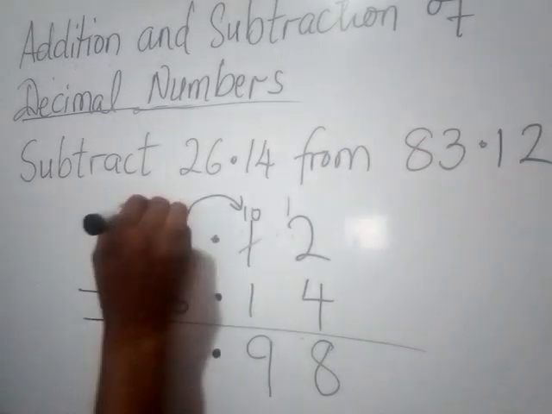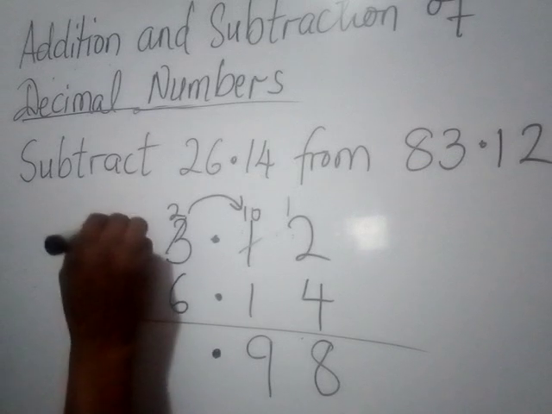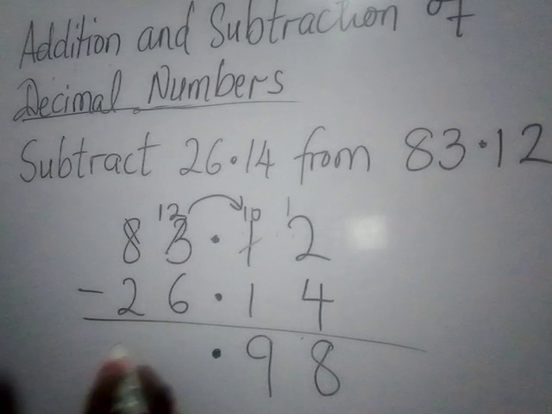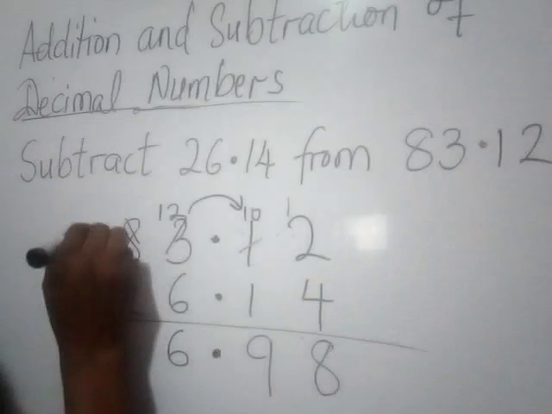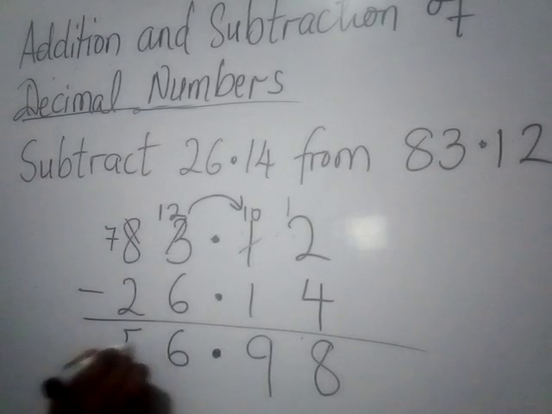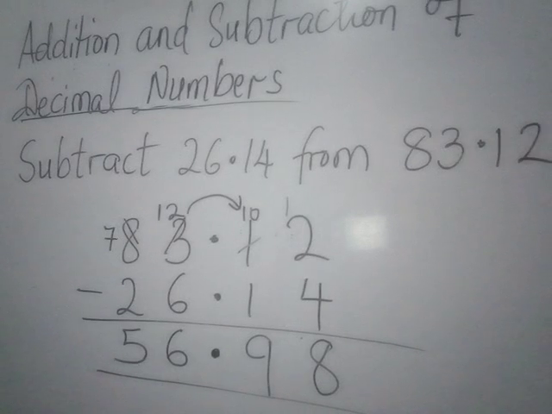So what do we have left here? 2. And we know we can't take away 6 from 2. So what do we do? We take 1 from 8. We bring it here. This number becomes 12. 12 take away 6 is 6. And lastly, we have 7 left here because we took 1 from 8. 7 take away 2 is what? Is 5. So that is our answer. When you take away 26.14 from 83.12, you get 56.98 as your answer.